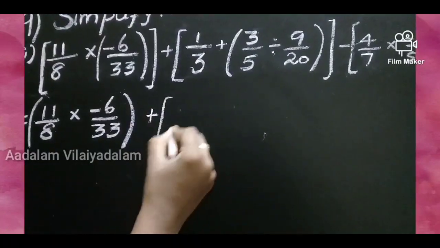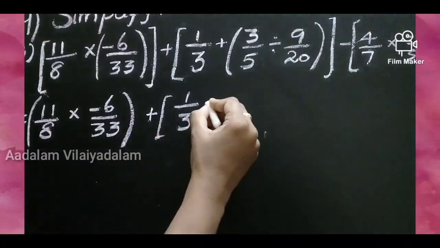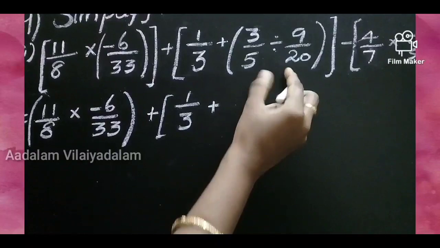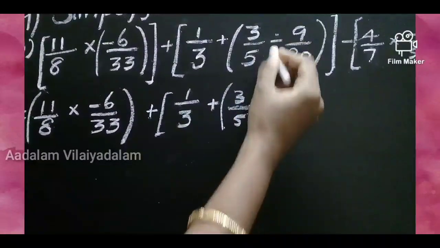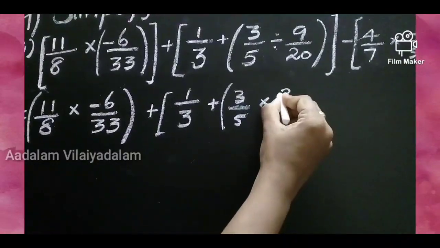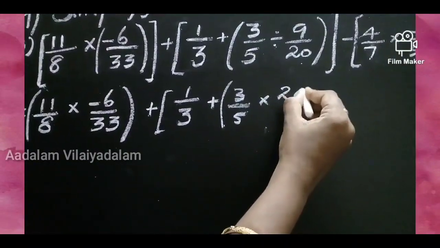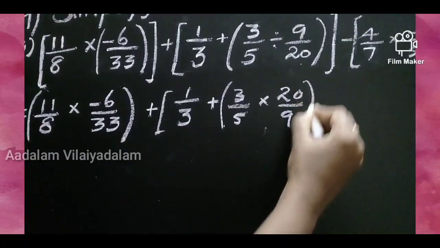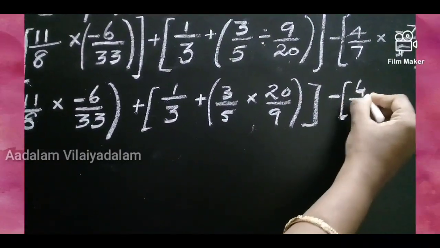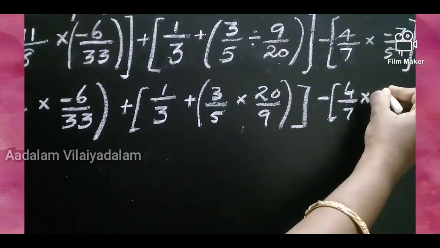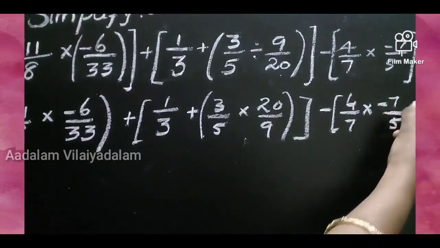Plus 1/3. So first you complete this bracket only. So 3/5. Division converts to multiplication, so take the reciprocal here, 20 divided by 9. So minus of 4/7 into −7/5.